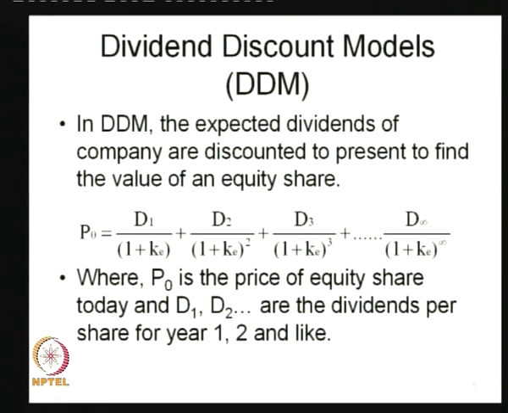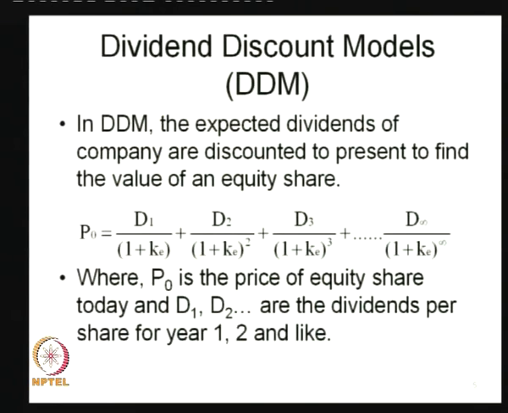So, in this case what is happening? Price P0 is today's price, the price of the equity share today, and it is nothing but D1, D2, the dividends per share for year 1 and 2 and so on. One has to typically estimate dividends up to the infinite stage, because equity investment is going to be there for a very considerable long period of time. There is no time limit; it is actually a perpetual investment by the equity shareholder.